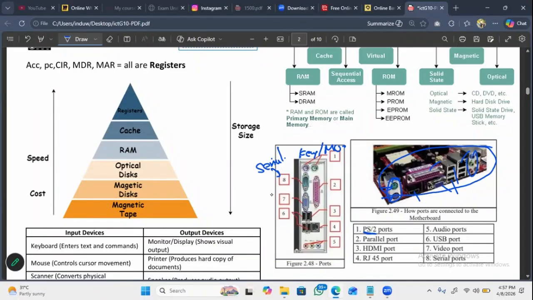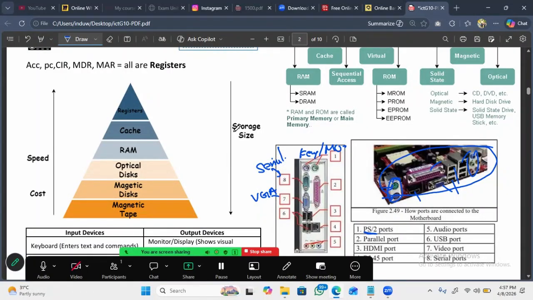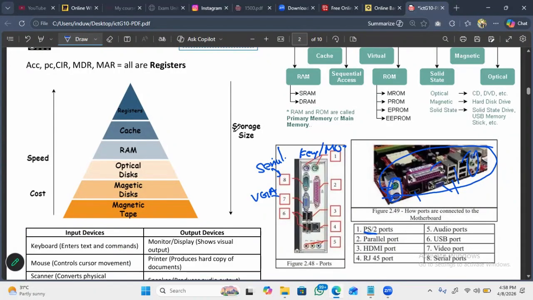Now here, this blue color one is what? VGA, Visual Graphics Adapter. We are saying it as Visual Graphics Adapter. Some people are saying Video Graphic Adapter. Not wrong. Both are correct. Video port is also correct. We are plugging monitors, old monitors. New monitors usually come with HDMI or DVI, but in the old days, we used VGA ports.